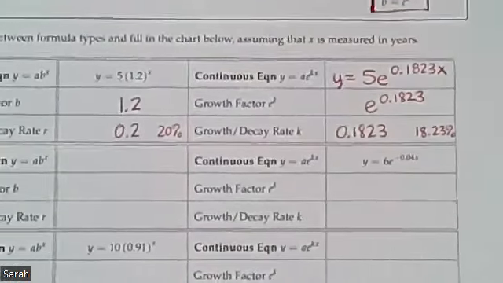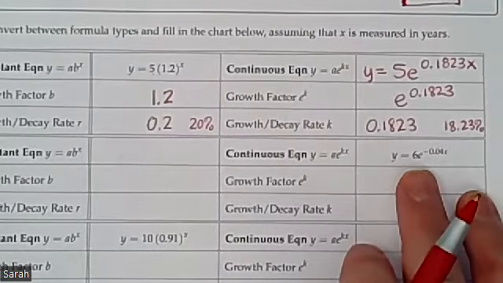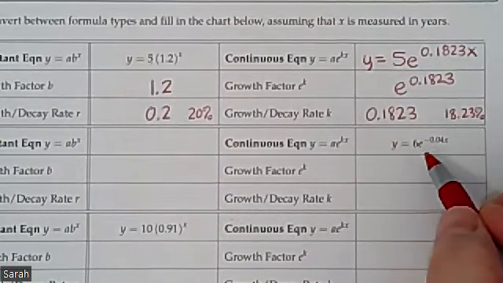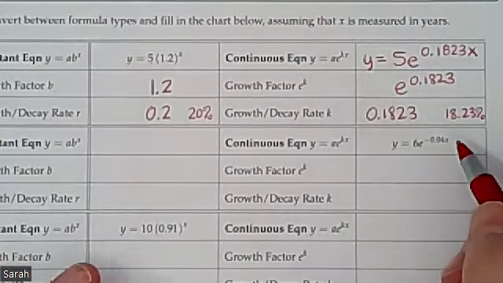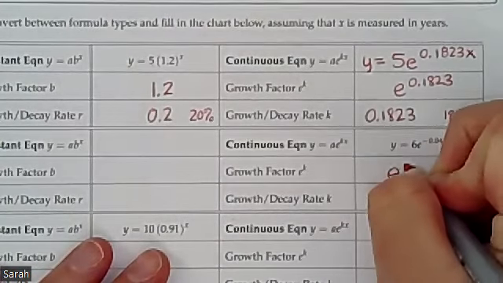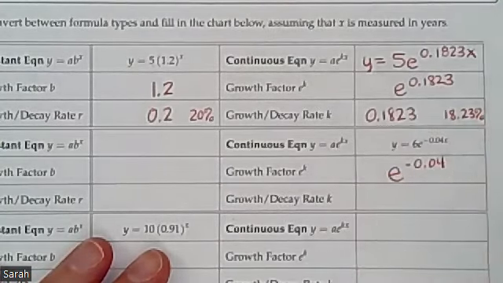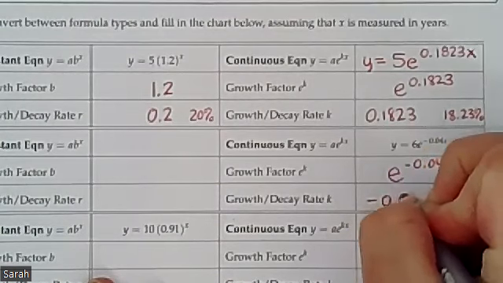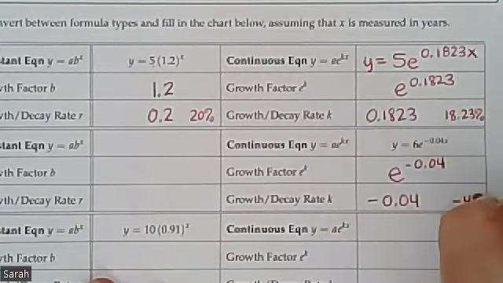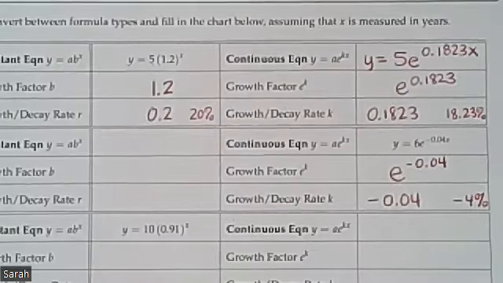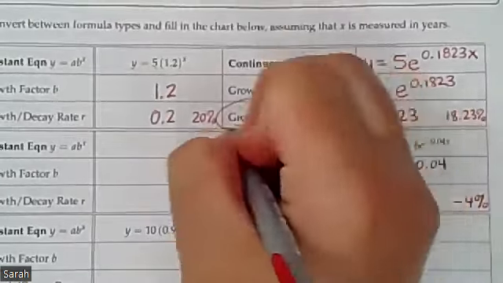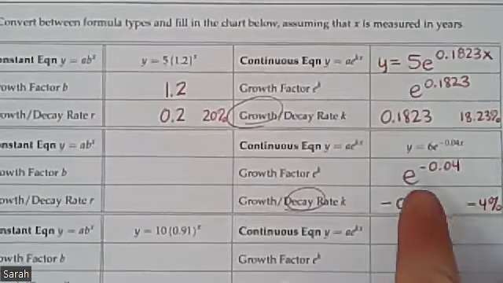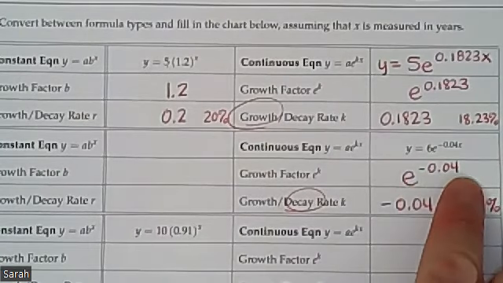All right, this next one, we were given kind of the opposite. We have our continuous version, and then we're going to have to backtrack to the constant. So if y is equal to 6e to the negative 0.04x, my growth factor is e to the negative 0.04, and k is my growth or decay rate, that's negative 0.04 or negative 4%. Okay, so that's decaying, so it is a decay. This other one was a growth because it was positive. And then we need to convert this e to the negative 0.04 to b.